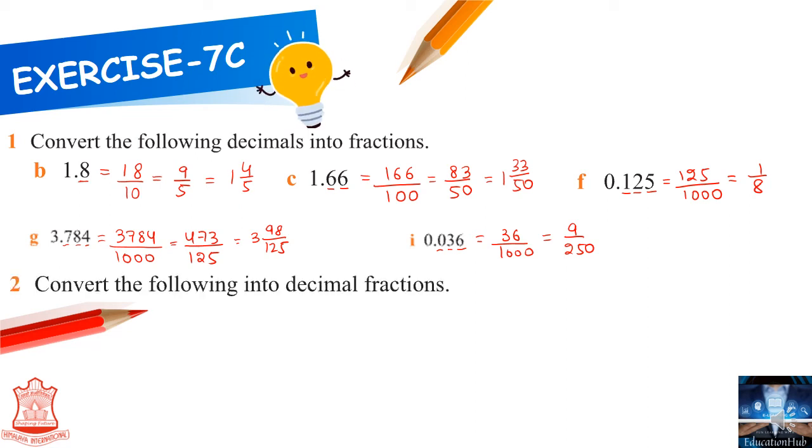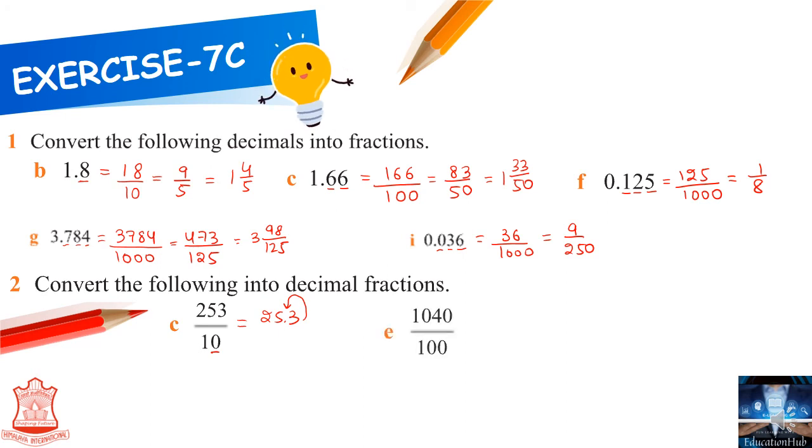Let's see question number 2, that is convert the following into decimal fractions. Now we have to convert fractions into decimals, right? Let's see how we are going to do. First is 253 divided by 10. That means we are going to write 253 as it is, and we will start from the right side. After 1 place from the right side the decimal will come, that means 25.3. Because we have 1 zero, therefore from the right side after 1 place we will have the decimal.